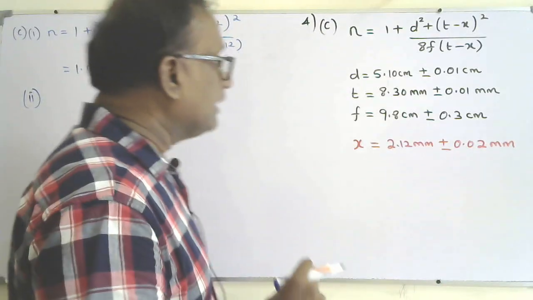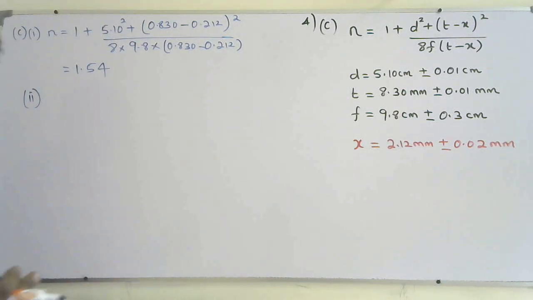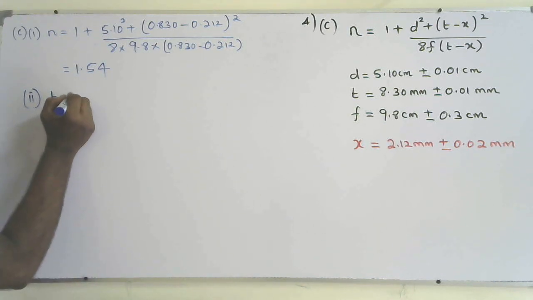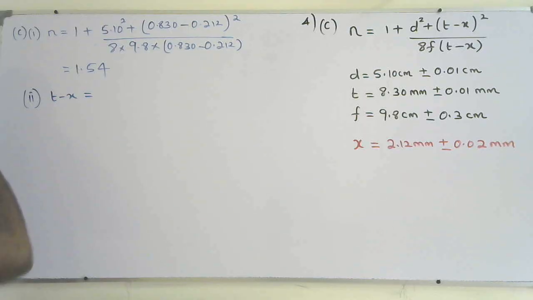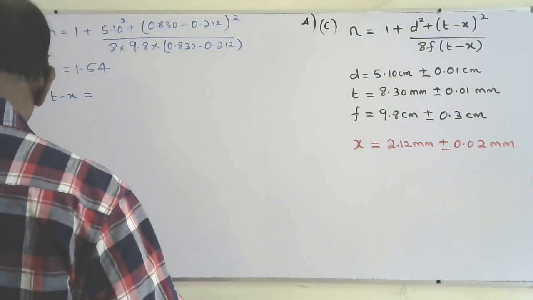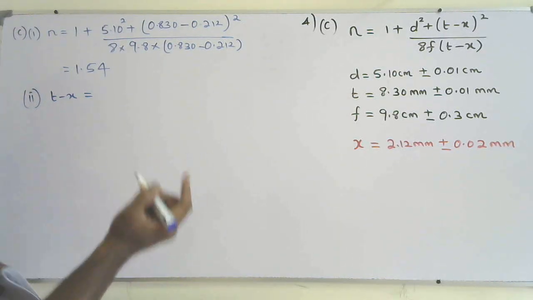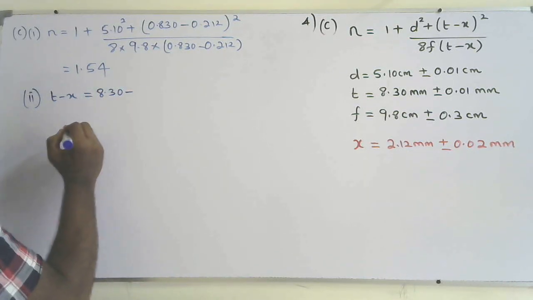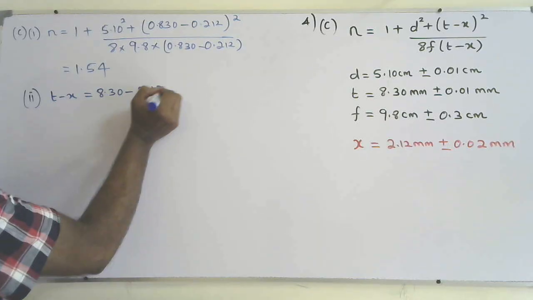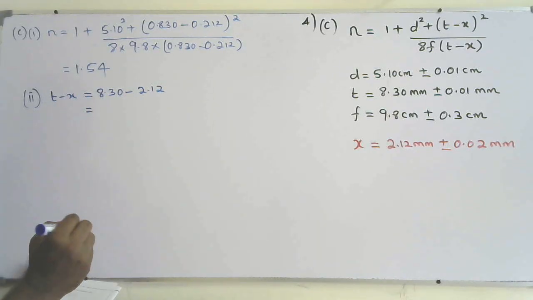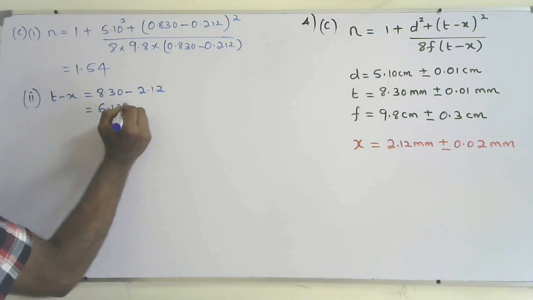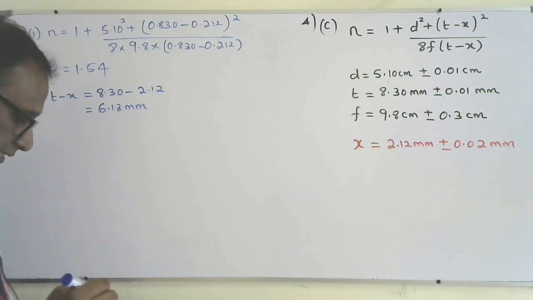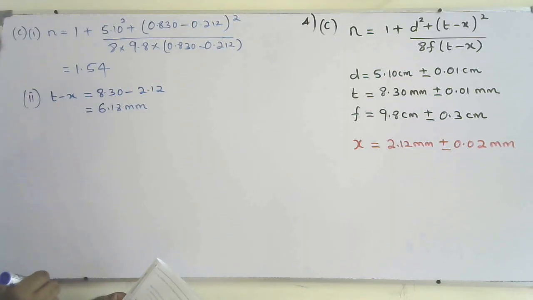So here we need to find the value of t minus x. t is equal to 8.3 millimeter, so I can keep it in millimeter here. 8.30 minus x, which is 2.12 in millimeter, so that will be 6.18 millimeter. So I need to find the percentage uncertainty in t minus x.